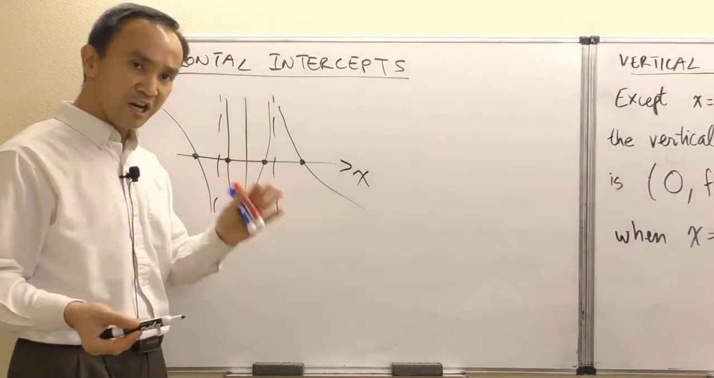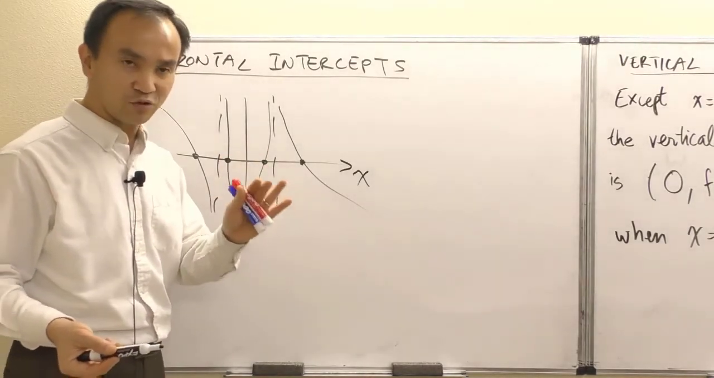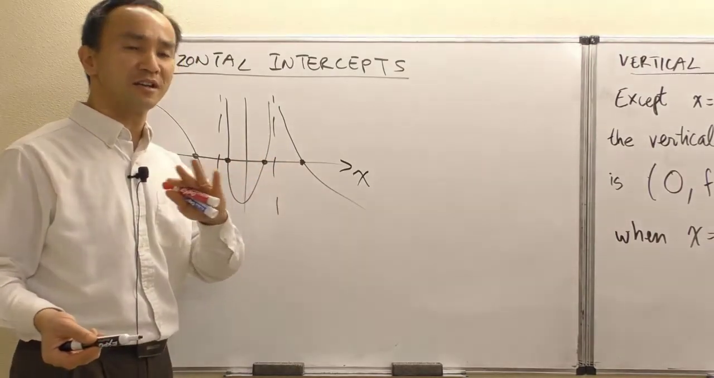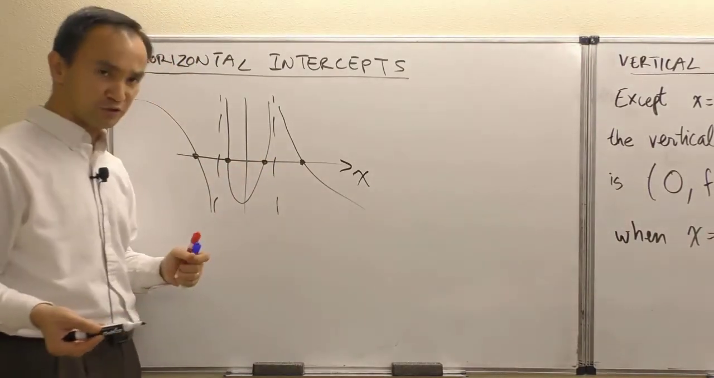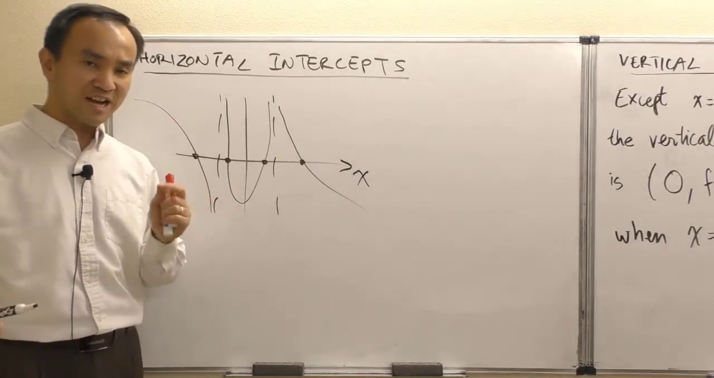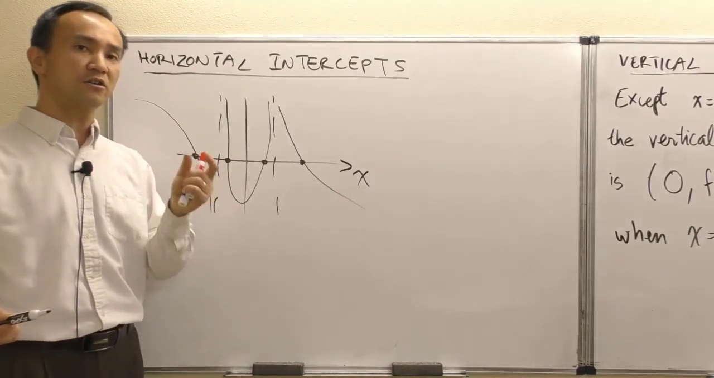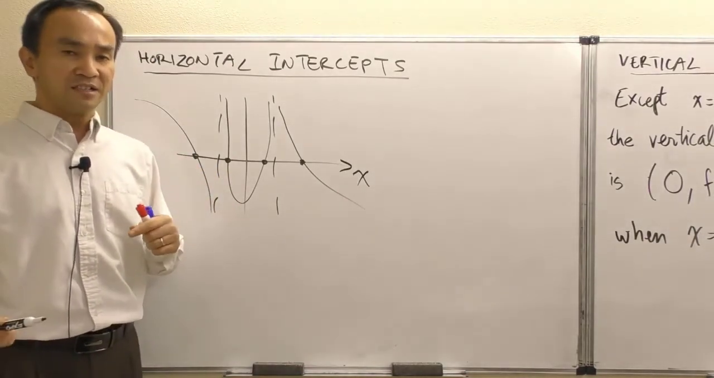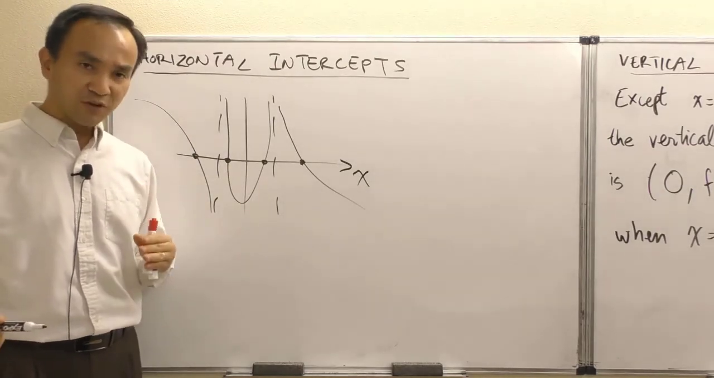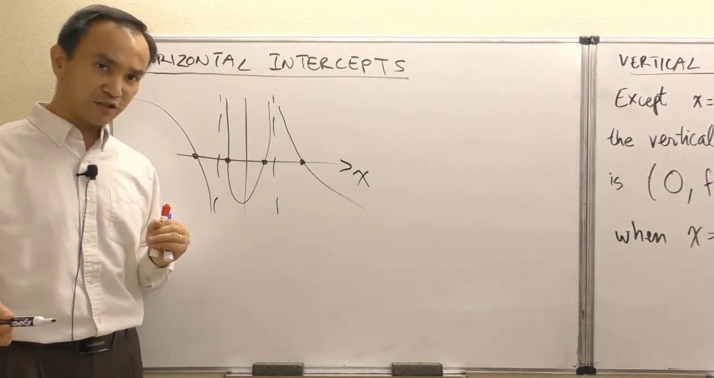But now we're going to learn one solid technique, one solid method, to find and keep track of all horizontal intercepts. Once we're done with that solid method of how to find all the horizontal intercepts of a rational function, we should be good with our discussion about the horizontal intercepts.